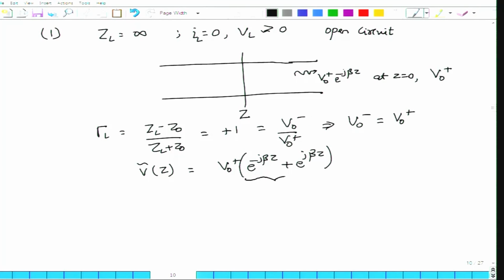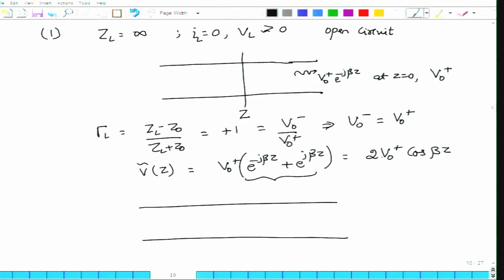I know that this is e power minus jx plus e power jx kind of an expression. So, this will give me 2 V0 plus cos beta into z. Now, let us actually try and plot this 2 V0 plus cos beta z, the magnitude of this voltage phasor. So, this is the point where z is equal to 0, z of course is increasing along the right hand side. How would this 2 V0 plus cos beta z magnitude look?